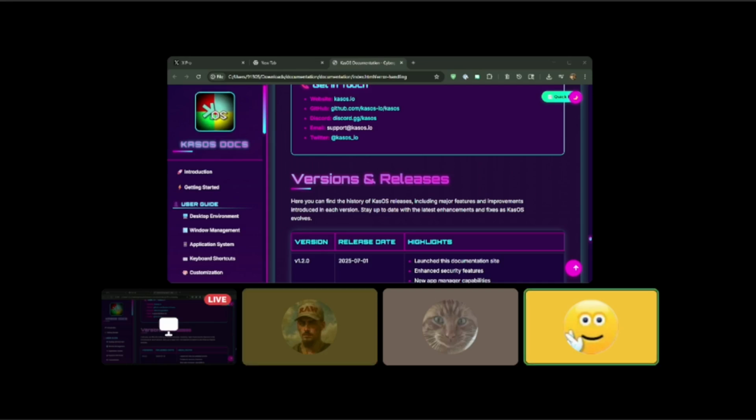Exactly. I was thinking the other day, what can we develop or what can other people develop with this software? And I was thinking about the police, the firemen, the military. Those type of people are going to be able to log into KasOS and be in a protected environment. I really like that.